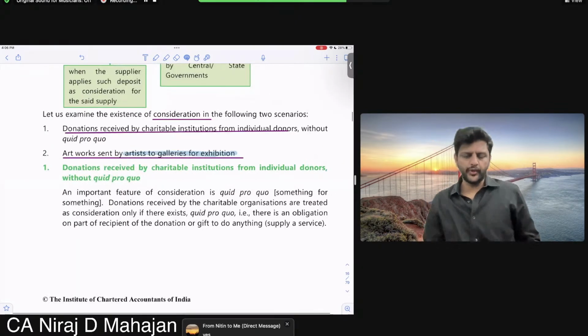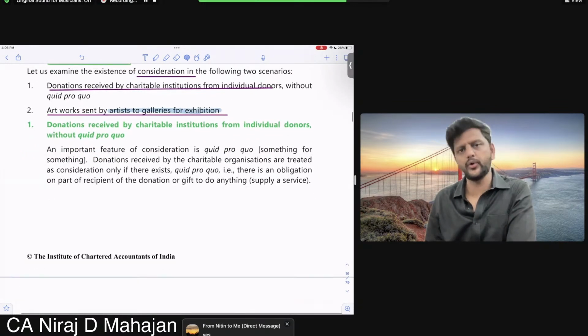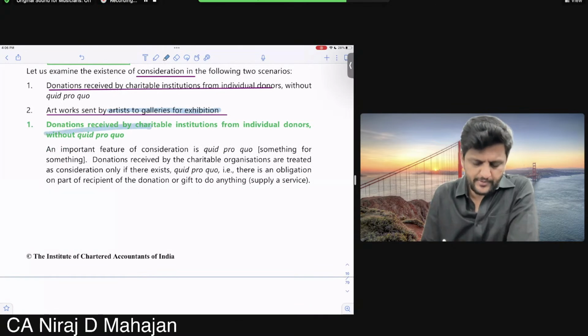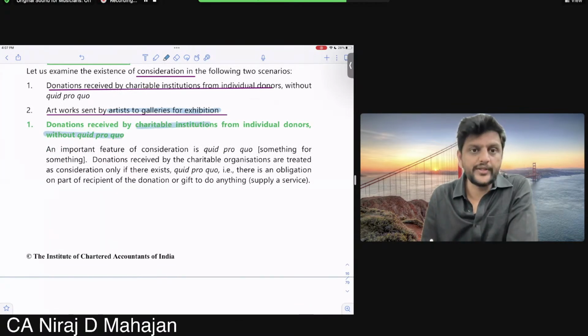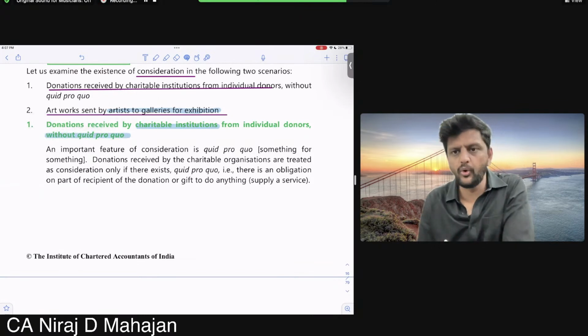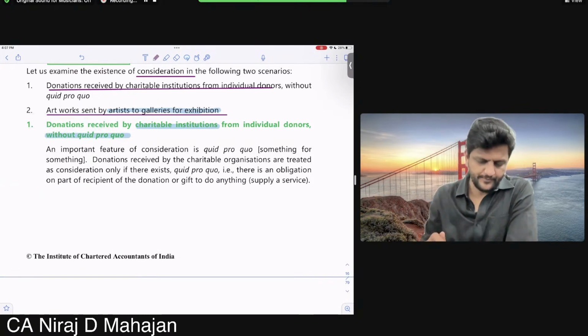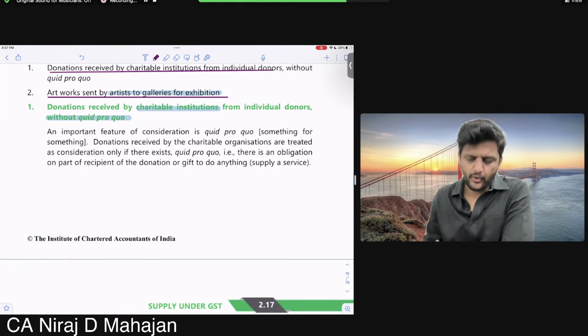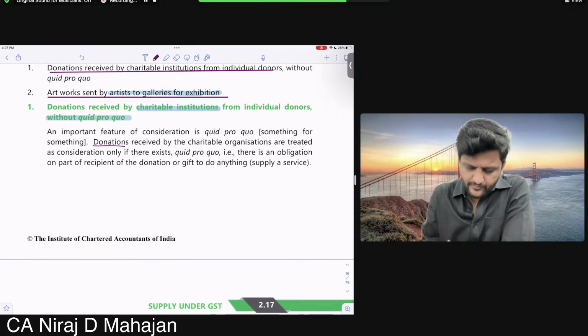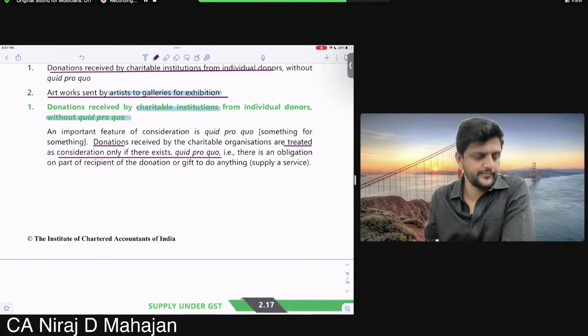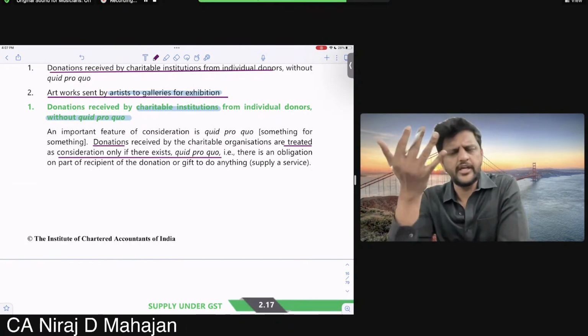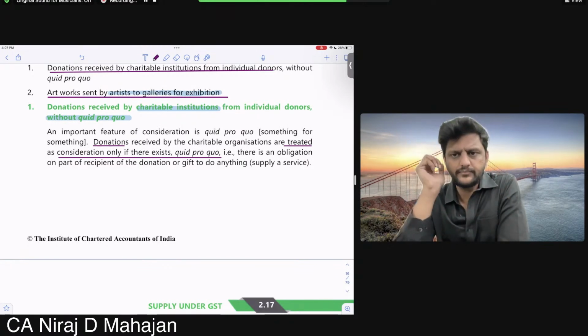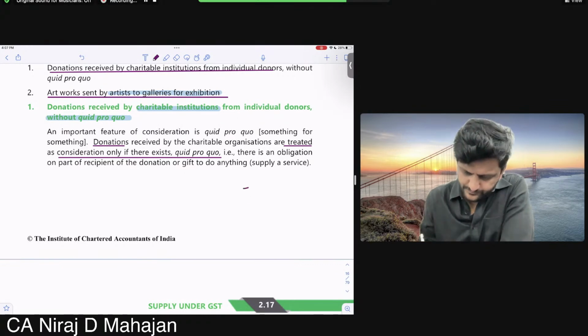So check. Donations received by charitable institutions from individual donors without quid pro quo. Who is the recipient? This charitable institute. Without quid pro quo means, is that charitable institute doing something for the donor? No. An important feature of consideration is quid pro quo, something in return. Donations received by charitable organizations are treated as consideration only if there is quid pro quo. If quid pro quo, consideration. If not quid pro quo, not a consideration.